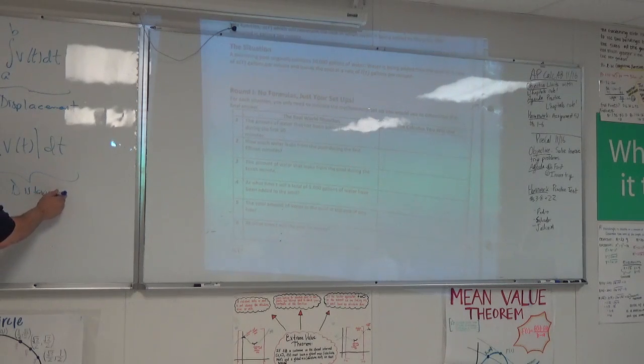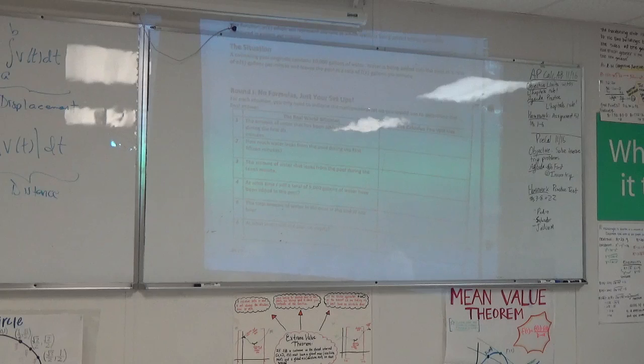We've also looked at something called the FTC, the fundamental theorem of calculus. The fundamental theorem of calculus says the value of a function at the end of the interval is equal to the value of the function at the start of the interval, plus the integral from a to b of f prime of x dx. The final value equals the initial value plus the total change. Everybody okay? All right, and then average value came into play.